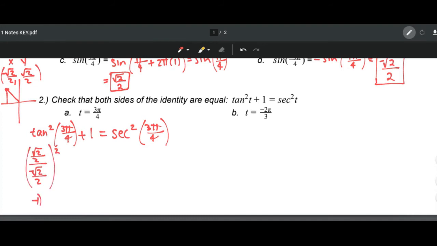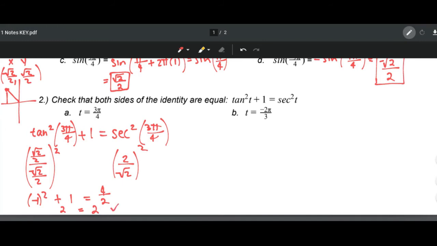But we have to square that. We would find the reciprocal of the x-coordinate, which is 2 over negative root 2. But we have to square that. So if we square that, we would get 4 over positive 2. Right, and then let's just verify that both sides of the equation are equal. So we have negative 1 squared. That's 1. 1 plus 1 is 2. And 4 over 2 is 2.